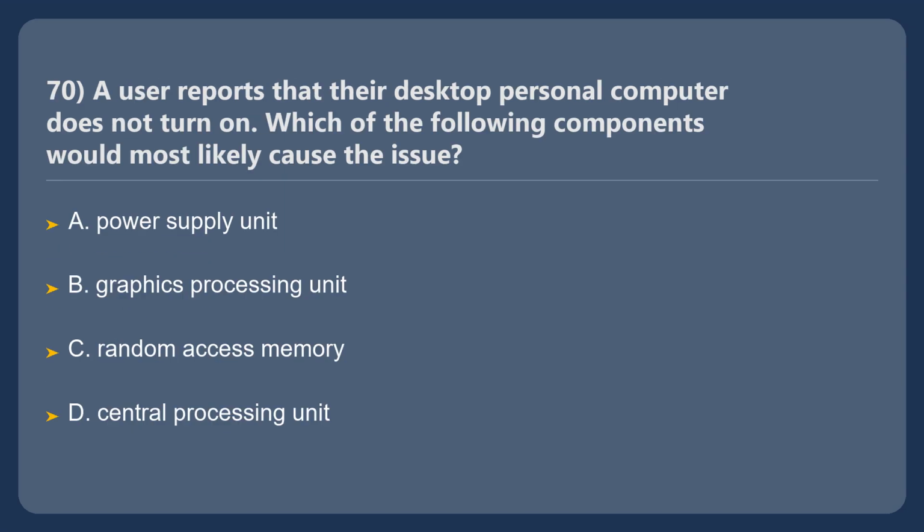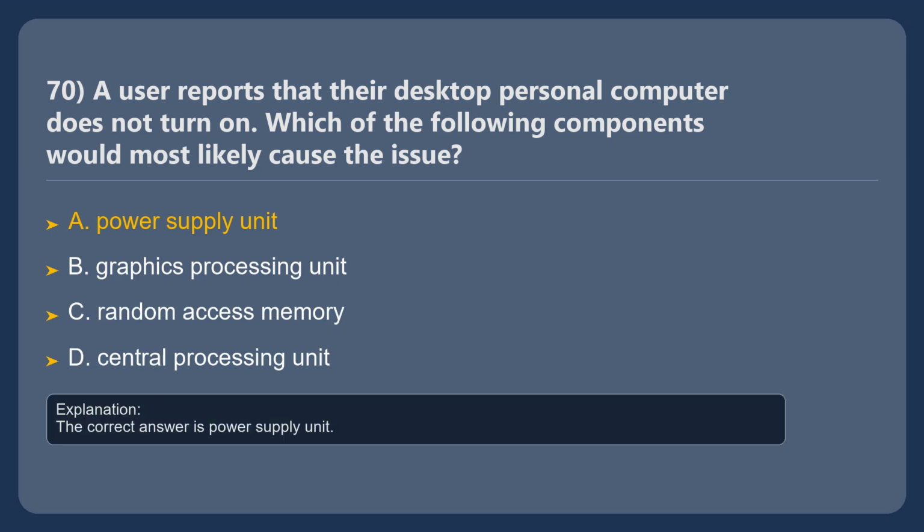Question 70. A user reports that their desktop personal computer does not turn on. Which of the following components would most likely cause the issue? Option A, power supply unit. Option B, graphics processing unit. Option C, random access memory. Option D, central processing unit. The correct answer is option A, power supply unit.